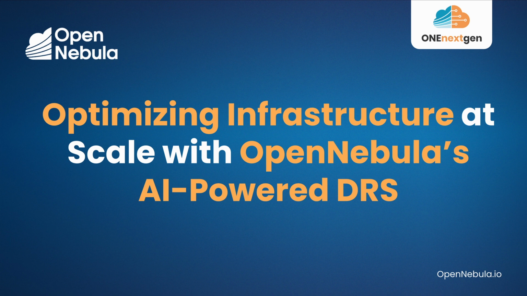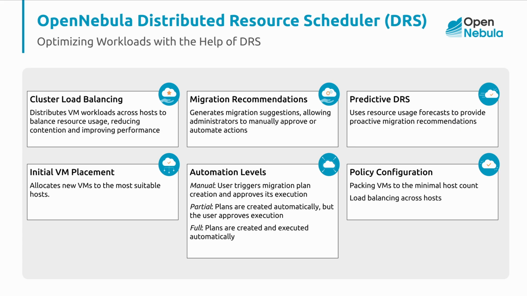In this screencast, we are going to introduce OpenNebula's new Distributed Resource Scheduler functionality along with the benefits of AI-powered DRS. What is DRS? DRS stands for Distributed Resource Scheduling, which enables cluster load balancing to distribute workloads across the cluster and improve performance. Migration recommendations allow administrators to approve the migration plan in either automated or manual fashion.